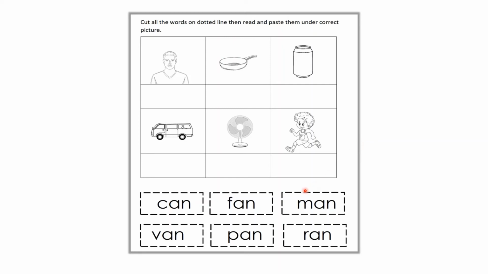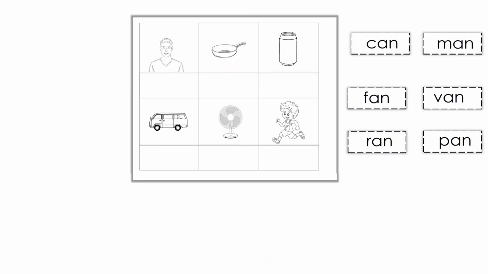You are going to cut all these words around the dotted line, and when you are done, put all your cutouts next to it, like this. Now you are going to work with me. We'll read these words and match them with their pictures.